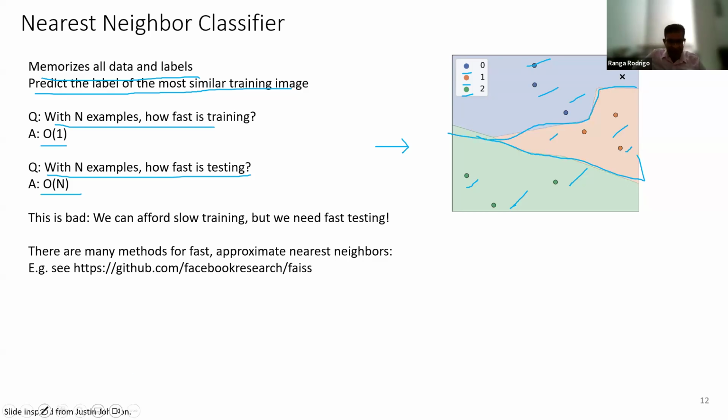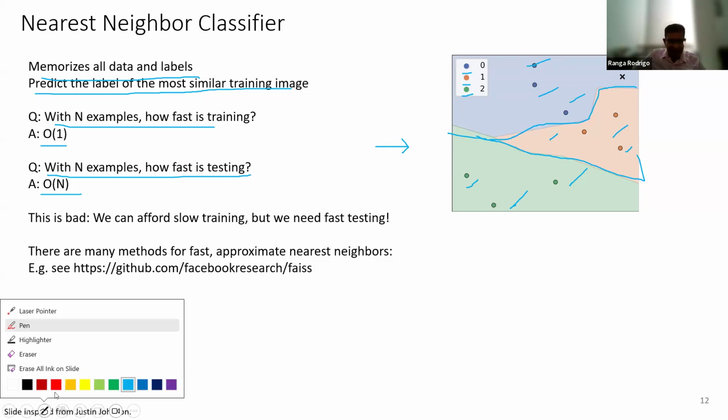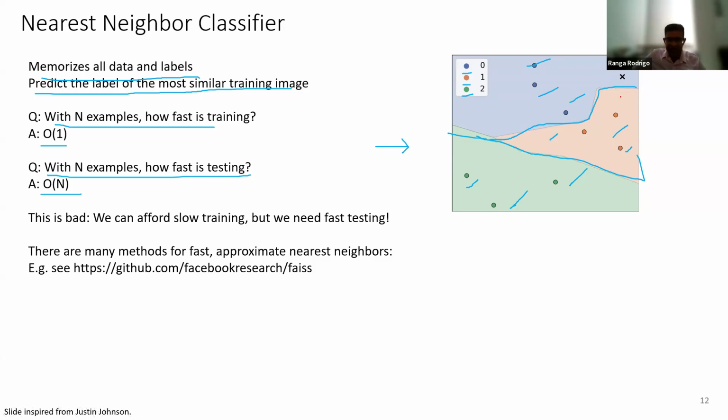But now our question is, when we get a new data point, that means this is new, its label we do not know. How do you find what its label is?